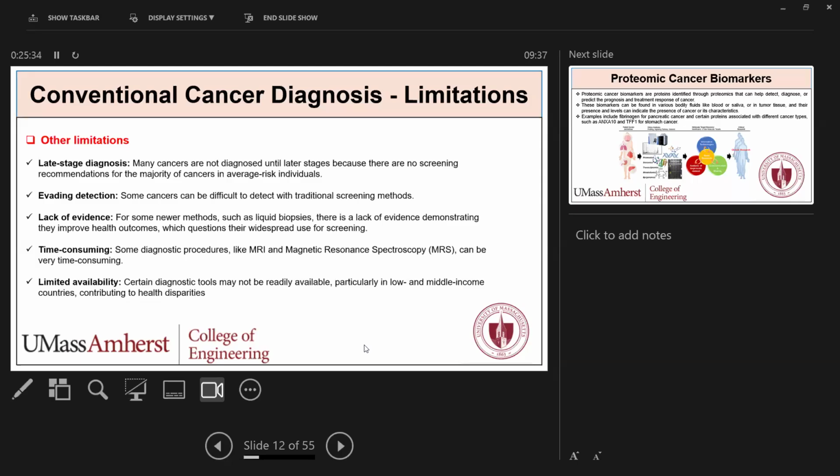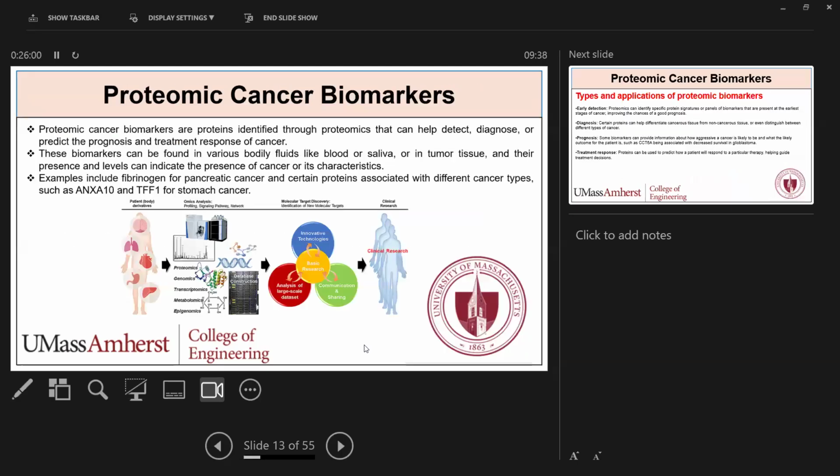So with all these current limitations, it is making us think, hey, you need to develop some method that can overcome all these limitations and provide a better strategy to diagnose or predict the cancer at its early stage, or for the recurrence, or for the treatment, right? So to that end, in the last few years, researchers are focusing more on proteomic biomarkers for cancer prediction using different sensor methods.